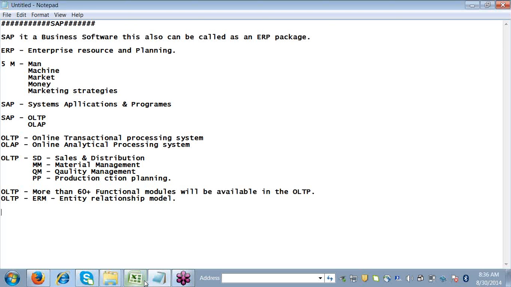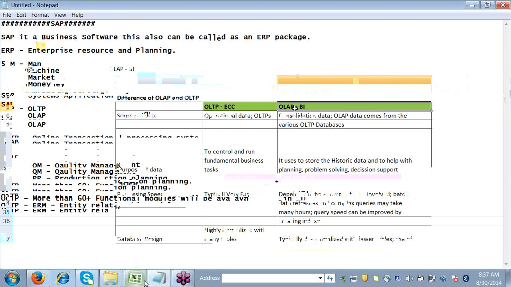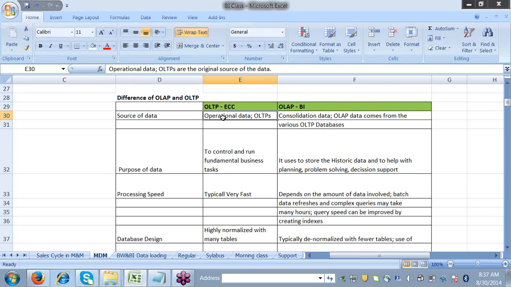Okay, let's see the differences between OLTP and OLAP. This is the OLTP system, and this is the OLAP system. How will the source data be available in the OLAP system? OLTP is purely meant for operational data and daily transactions, but the OLAP system is meant only for consolidated data. OLAP data comes from the OLTP system itself, right?